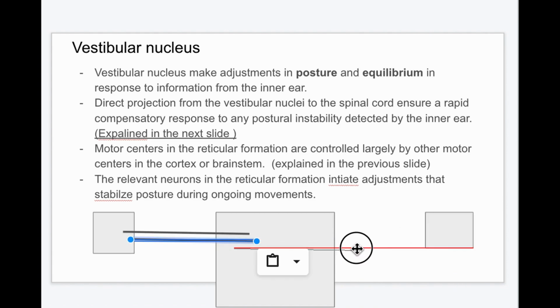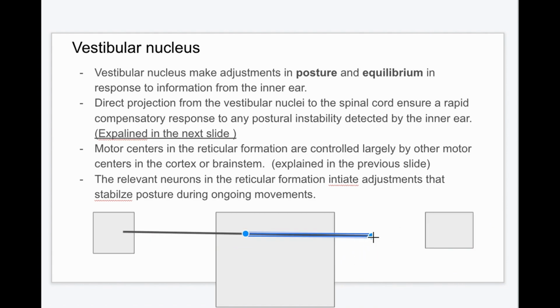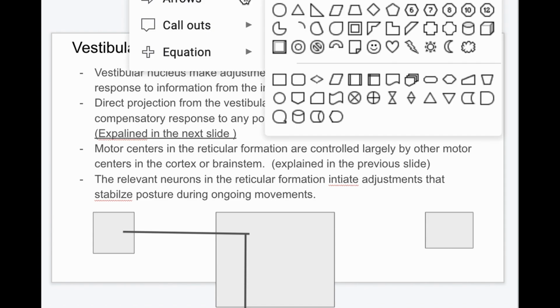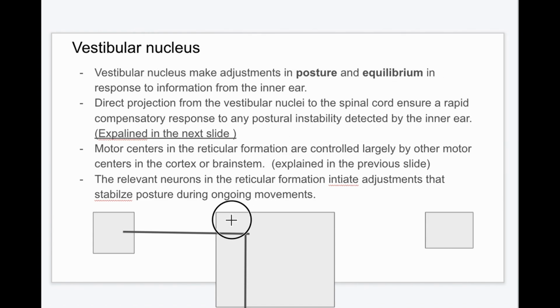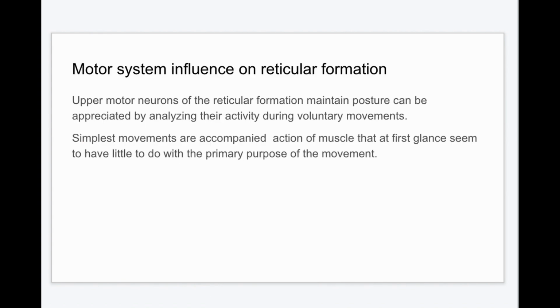Then there's going to be the vestibulum, and descending is going to be the vestibular spinal tract. That's going to be really important here. This is going to be connecting here, connecting with the vestibular nucleus. The vestibular nucleus is also over here, and obviously there's going to be a mirror image.